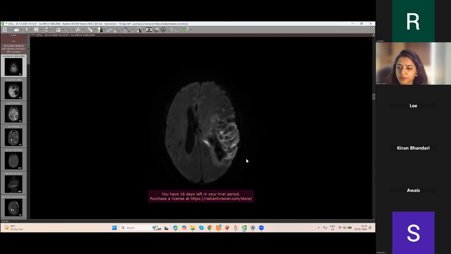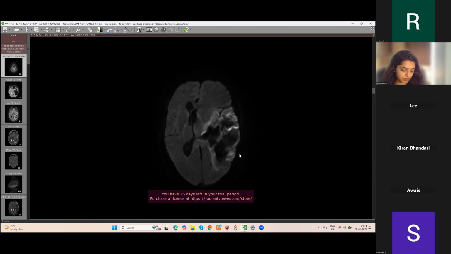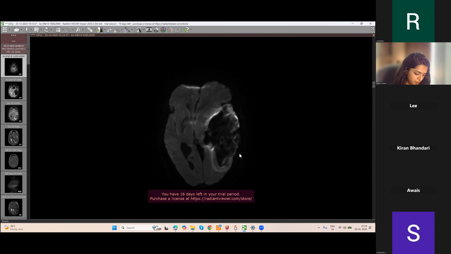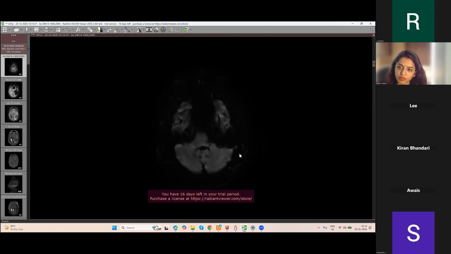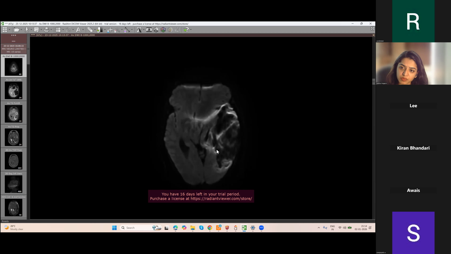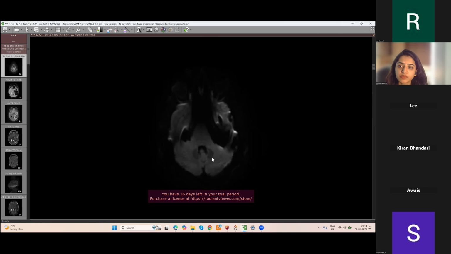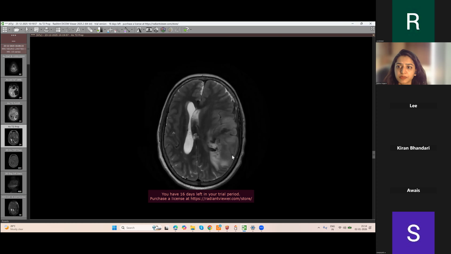So I can see that there is an abnormal signal intensity area seen in the left parietal and the temporal lobe that is causing a significant midline shift, as well as parafalcine herniation, and also causing the uncal herniation, and it is showing patchy peripheral diffusion restriction. I would like to evaluate this further on the T2 weighted images.